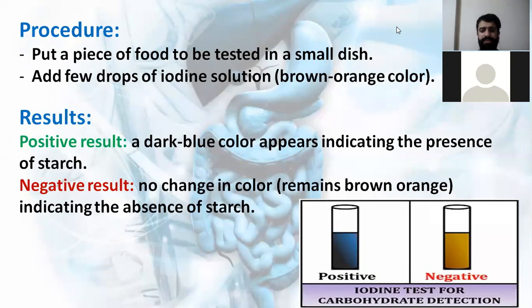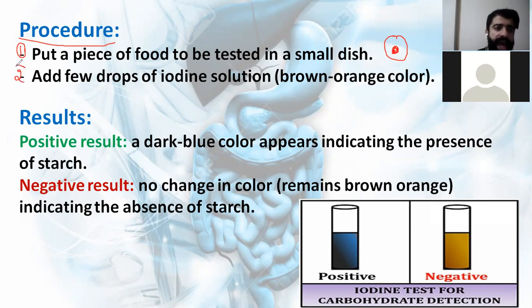So let's continue. What is the procedure? From now on, you have to know that the procedure is the steps of the test. We call it the word procedure. So procedure, first step: put a piece of the food to be tested in a small dish. Bring a small dish and put the food to be tested in this dish. Then step number 2 is very easy: add a few drops of iodine solution. This iodine solution has a brown to orange color. And you will wait for the results.